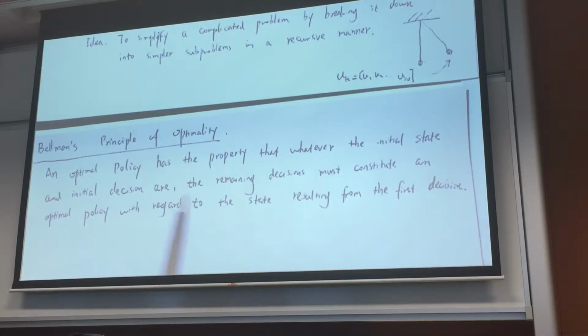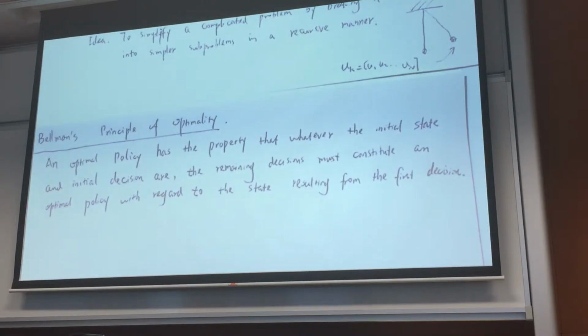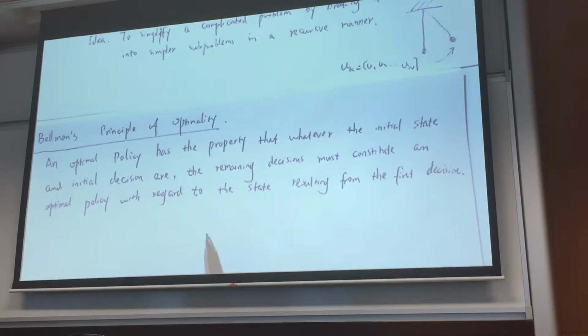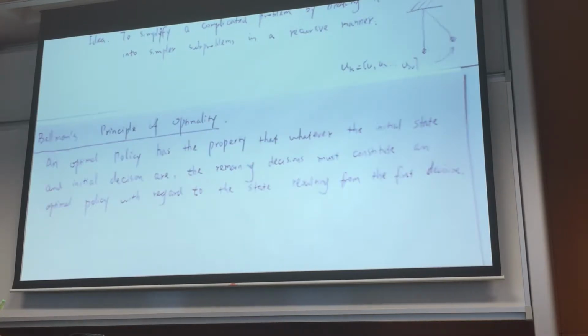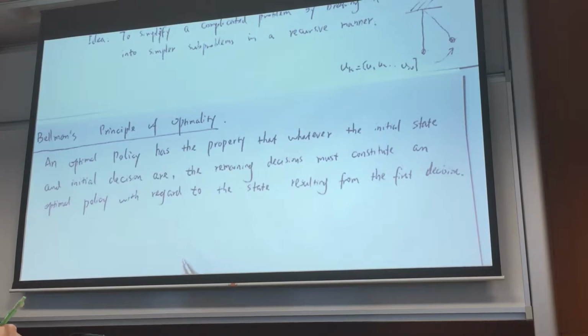These are the principle of optimality. It's a very important principle. So what's the meaning, what's the explanation of this principle? We can represent the principle graphically to show the idea.